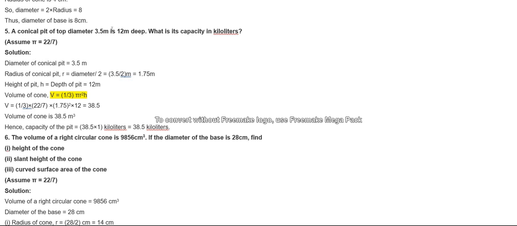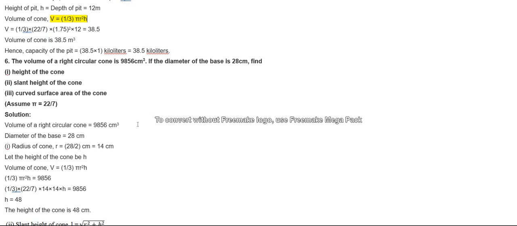Be careful. Diameter is given to us. You have to convert it into the radius. You need to take care of this. So volume is 38.5 meter cube. Now we have to convert it into kiloliters. If you have to convert it into liters, you multiply by 1000. But if you have to convert it into kiloliters, then meter cube is equal to kiloliters. If the volume is in meter cube, it is equal to the kiloliters. So that is your answer.